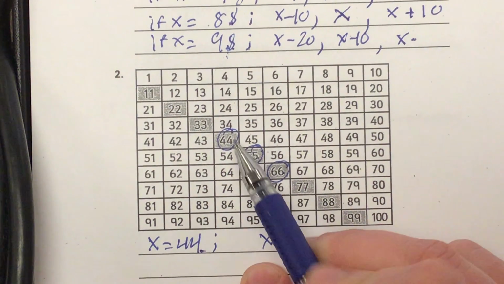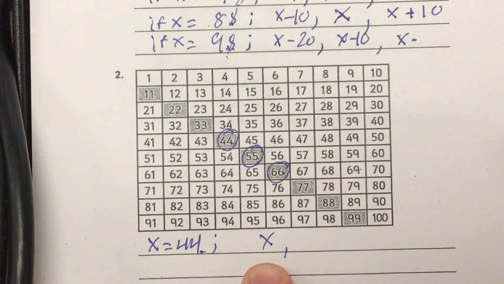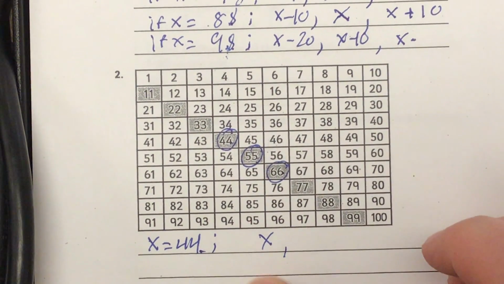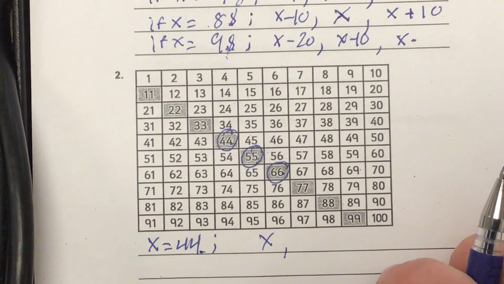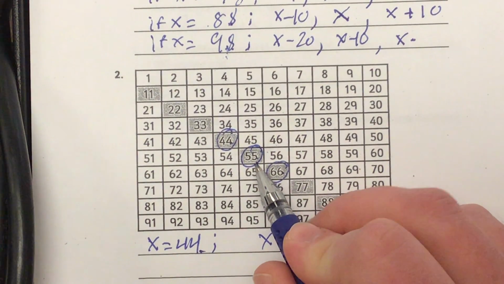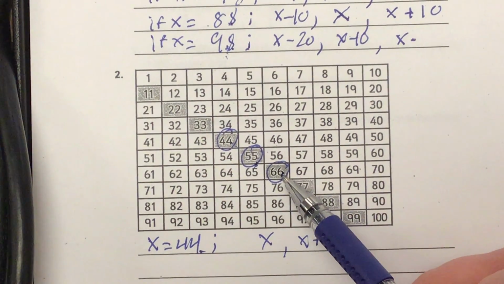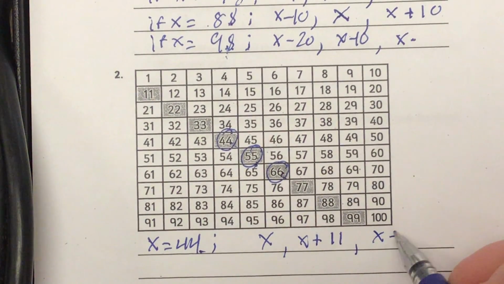All right, now if we're at 44, if x equals 44, how do we get to 55? Plus 10. 44 plus 10 would be 54. Plus 11. So x plus 11 would equal 55. All right, and if x is 44, how do we get to 66? Plus 22. X plus 22.